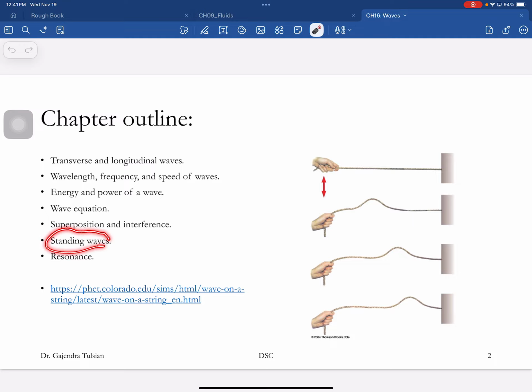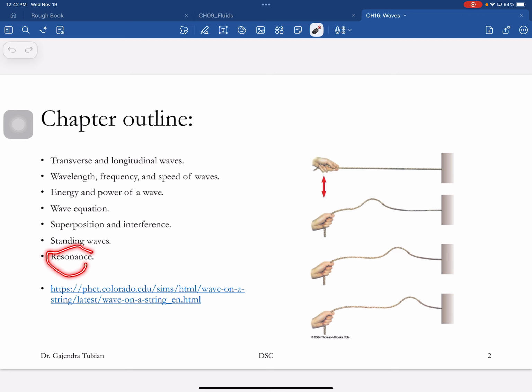And then we'll talk about standing waves. Anybody know where these things come in? Whenever you play any musical instrument, you're setting up standing waves. And so we'll talk about that.